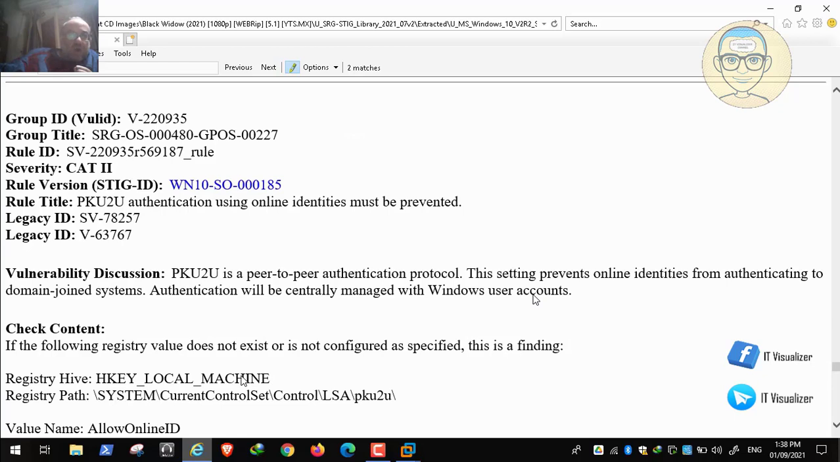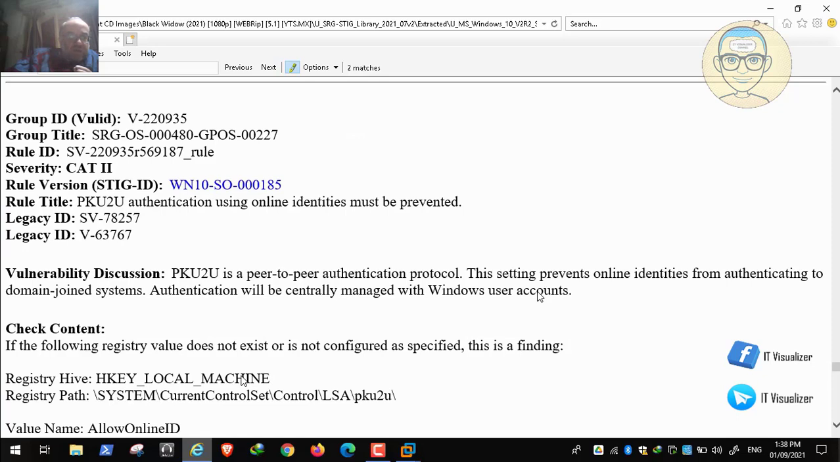So for example, if you have an online identity, something like an online Microsoft account or Google account, he is referring to internet online IDs, online users and passwords. This should be prevented from authenticating to domain joined systems. So you should not allow this kind of user to authenticate or be part of your domain joined systems. Authentication will be centrally managed by Windows user accounts.